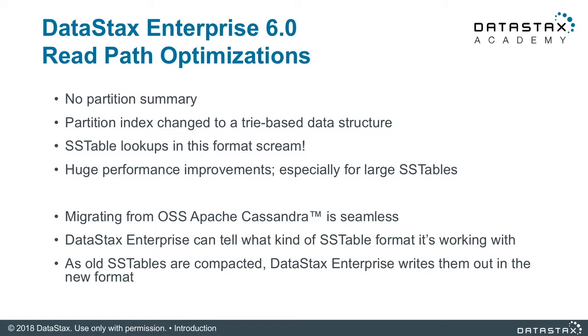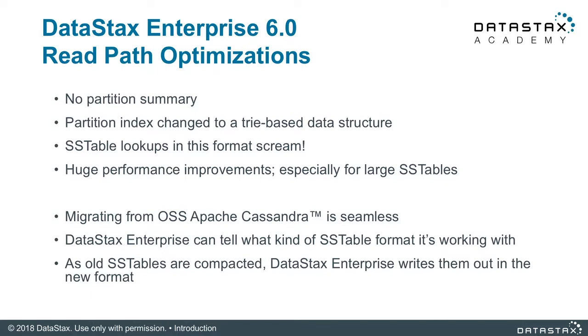If you Google trie-based data structure, there's a lot of information out there. It's also a sweet algorithm. The thing to take away from this is it's built like a tree. Yes, some people call tries trees, and they're very similar data structures. But since it looks like a tree type of data structure, the lookups are extremely fast. If your SS tables are large, which most likely they will be, you will see huge performance gains if you use DataStax's distribution of Apache Cassandra.